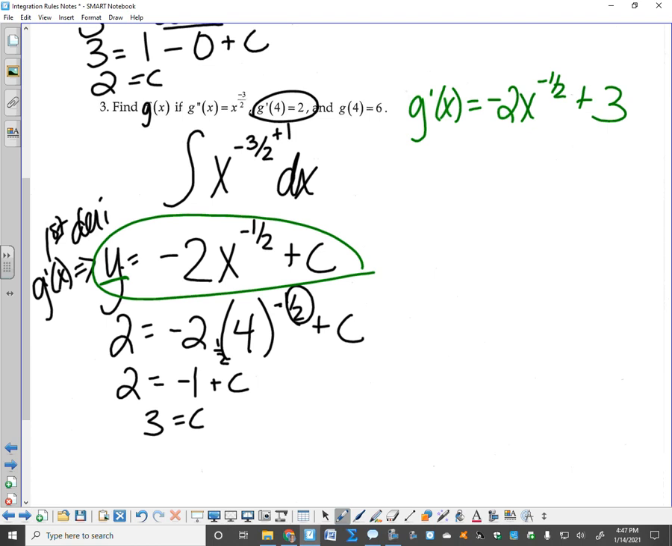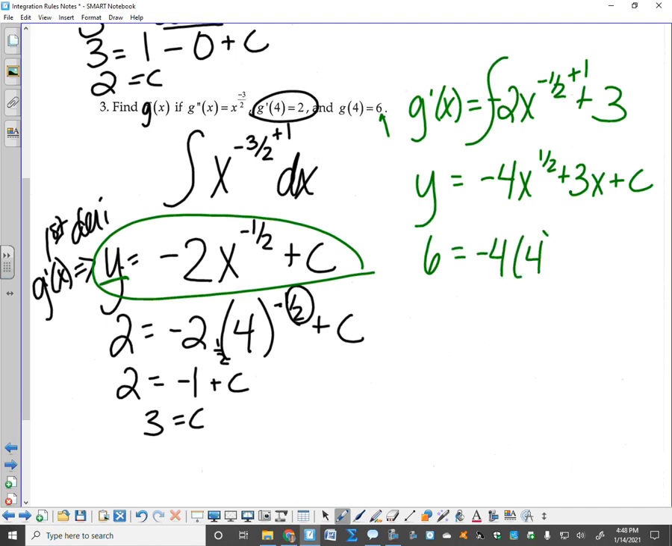All right, I need to integrate, and that should get me back to just g. Okay, if I add 1, that would be a 1/2. Flip it, that'd be a 2. So negative 4x to the 1/2 plus 3x plus c. Now that equals g of x. I'm going to let it be y just so I know where my 6 goes. So 6 equals negative 4 times 4 to the 1/2 plus 3 times 4 plus c.